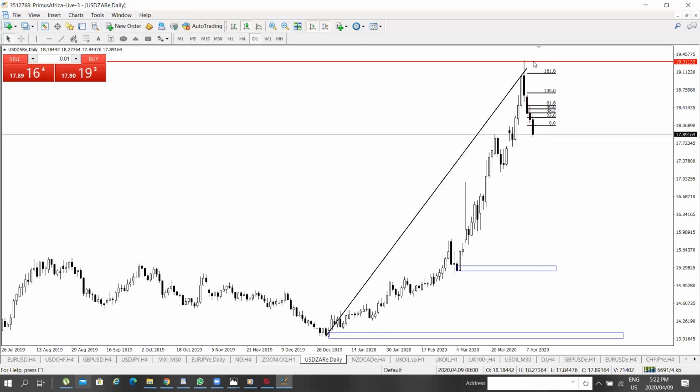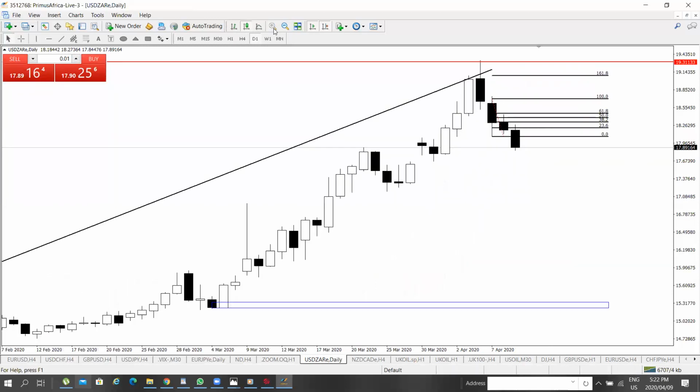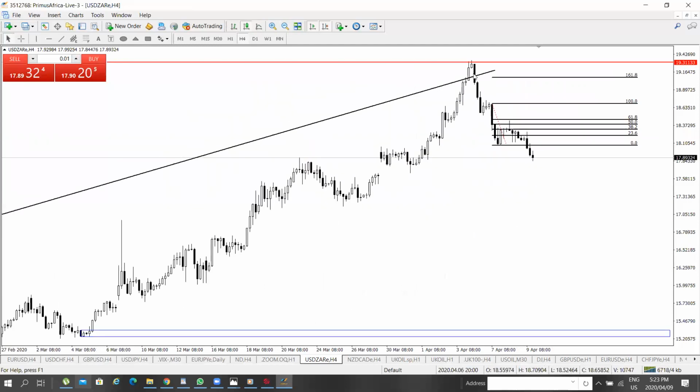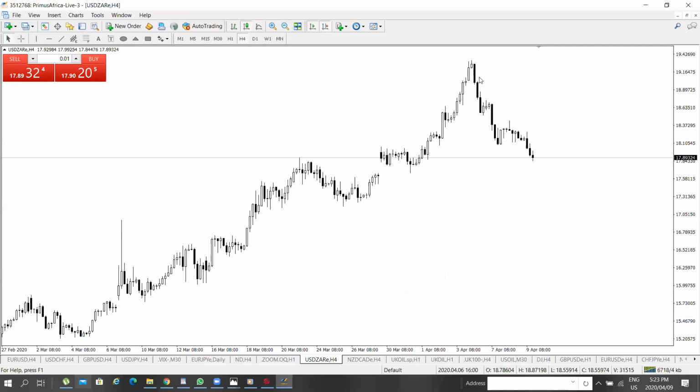It's a strong supply zone. So when price reaches these levels here, we only look for sell signals, right? So we got the sell signal here on H4, which is this one. Now we are confirmed by this candlestick that we are going down.